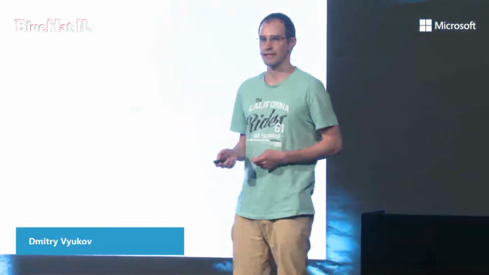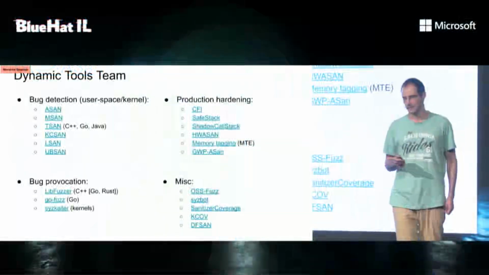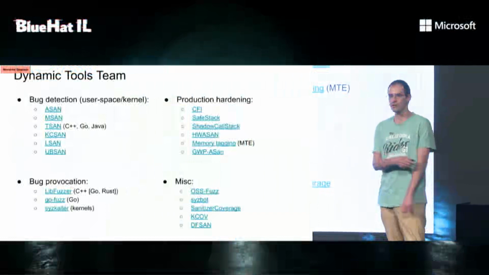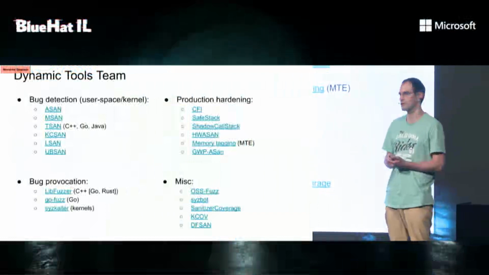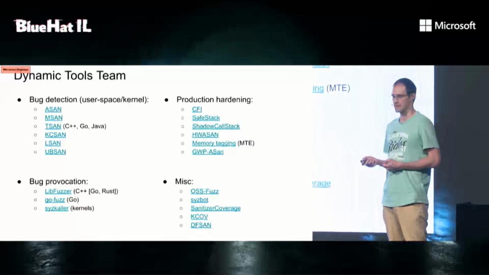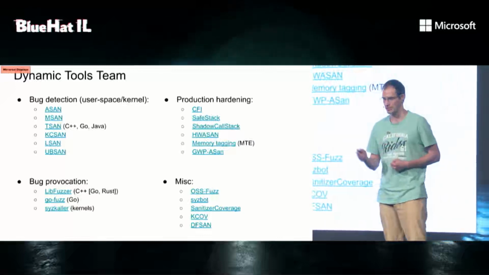So I work at Google in the dynamic tools team, and we make a set of tools. We also make some bug provocation tools, in particular libfuzzer, gofuzz, and syzkaller, and also some fuzzing automation and coverage tools. Some of them are older, and you hopefully know about them. Some of them are pretty new. For example, GWP-ASan and KCSAN are our latest hotness, so maybe you want to check them out later.